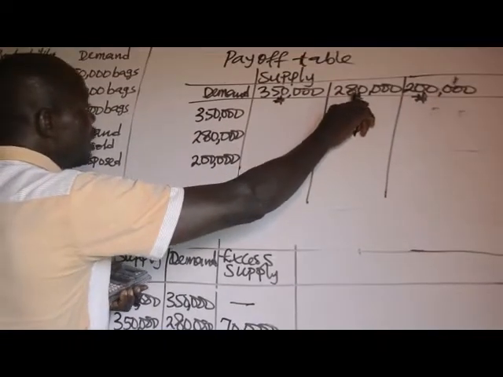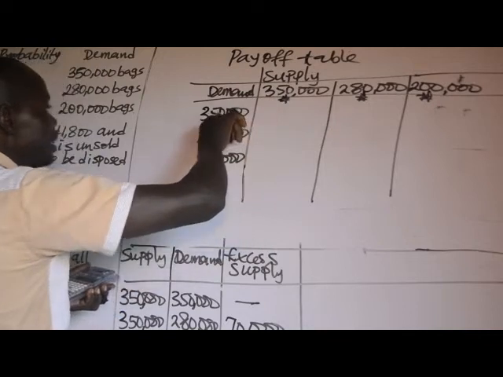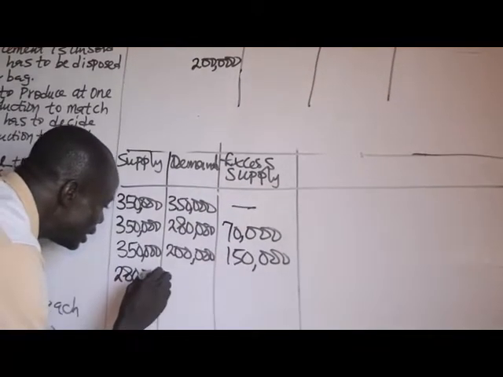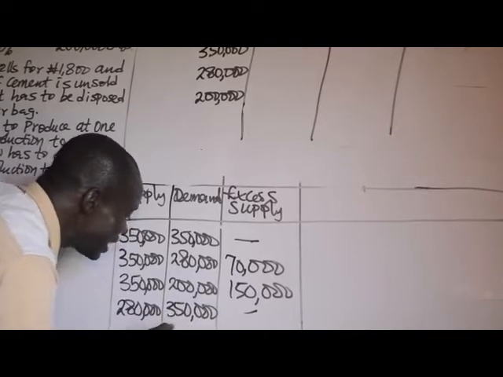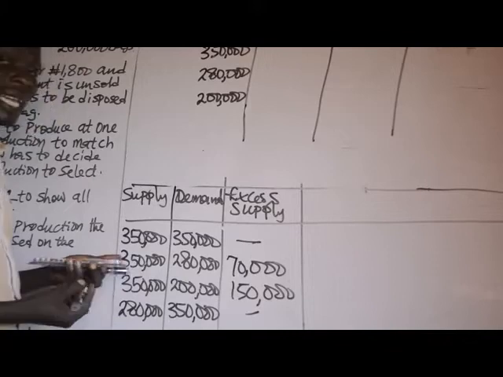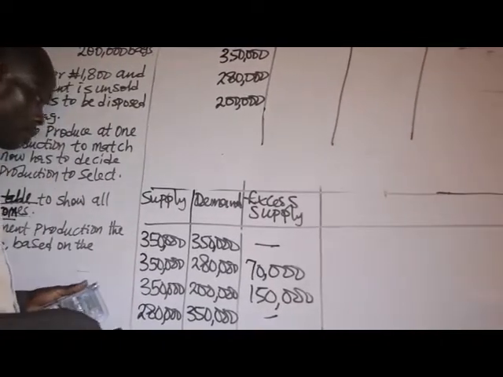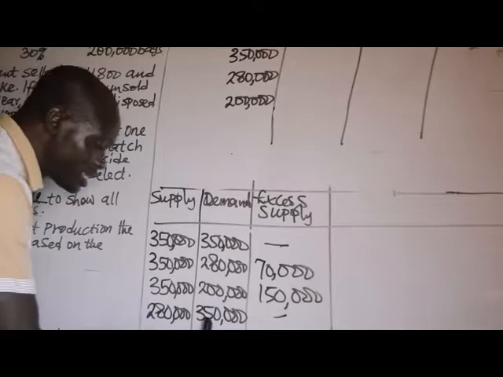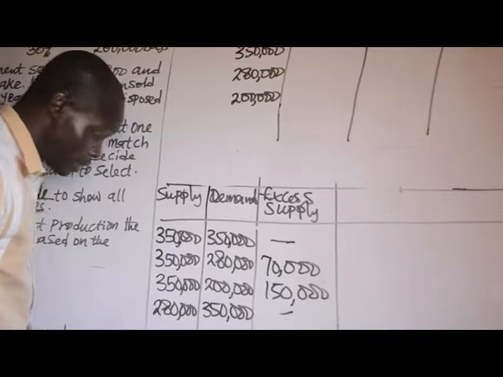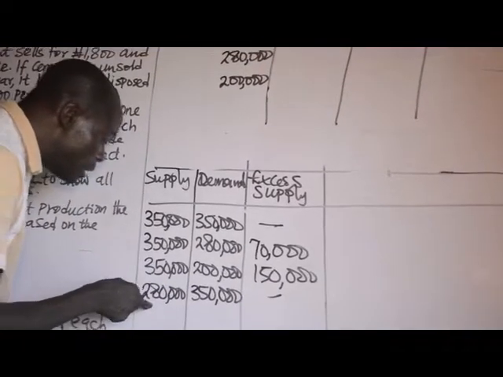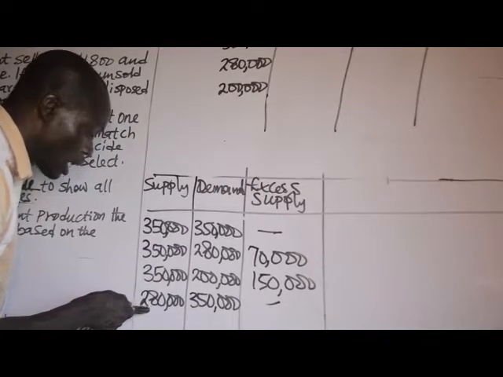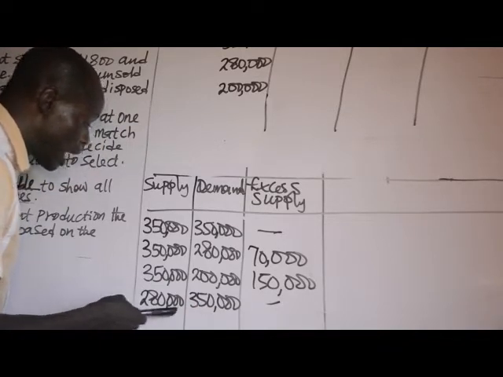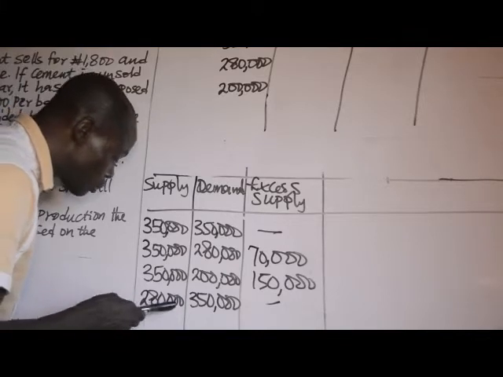Here, supply is 280,000 and demand is 350,000. Here, there is excess demand. I want you to know that in the case of excess demand, your sales will be limited to your supply. That means you cannot sell 350,000 since your production is not up to 350,000. The number of units that will be sold in this case will be limited to 280,000. You cannot sell what you don't have. The customer demanded 350,000 and you only supplied 280,000, so it is the 280,000 you have available for sales.